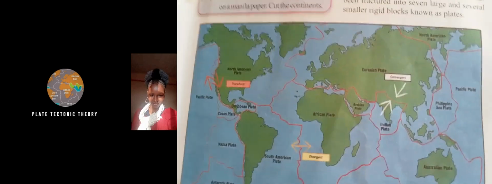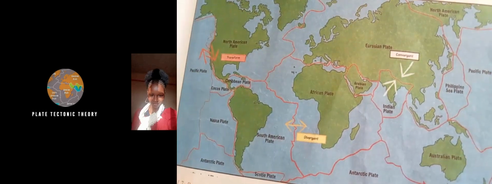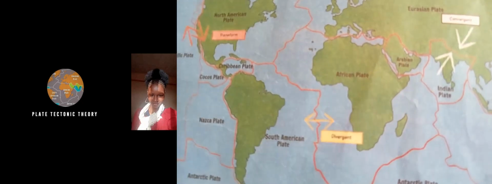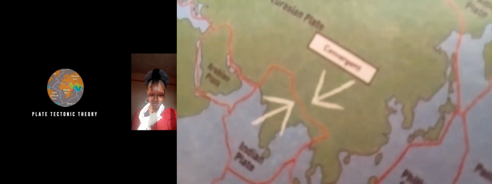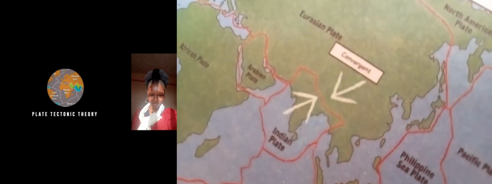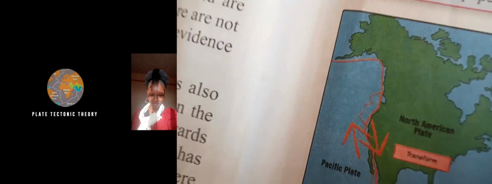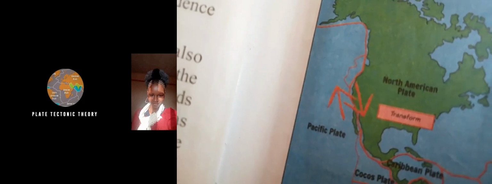If you can remember earlier, we said the plates usually move away from each other. See the African plate and the South American plate: they moved away from each other, and when you try to bring them together, they might fit each other. We also said the plates move towards each other, as you can see over here, the Eurasian plate and the Indian plate. We also said the plates can move past each other, as you can see here, the Pacific plate and the North American plate.